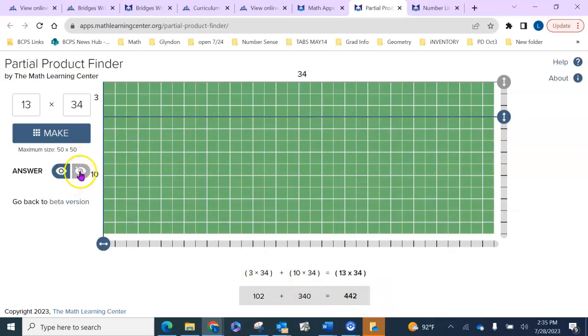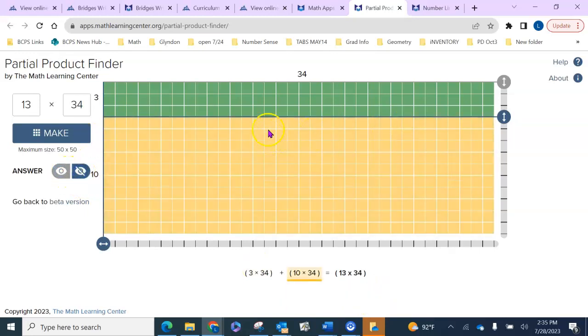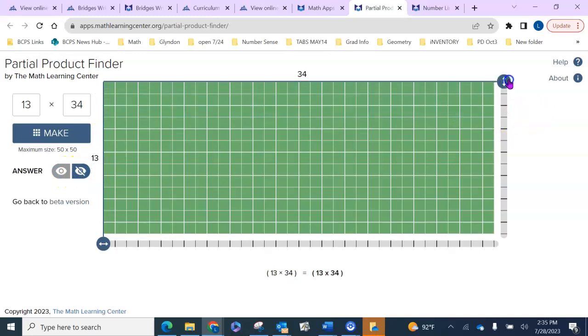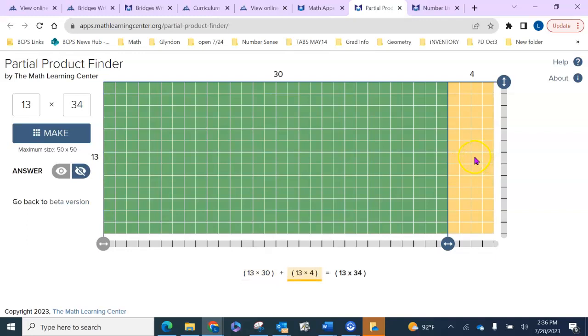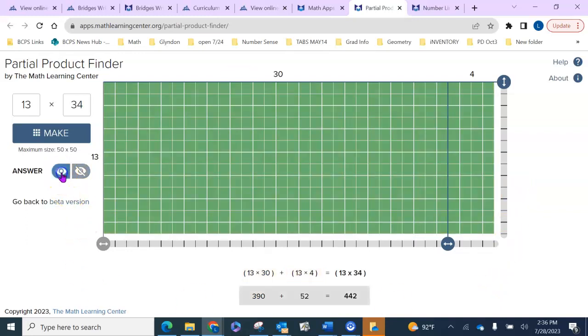Of course, there are other ways that we could divide this into two regions. I could set that back at my original starting point. I could divide up my 34 into 30 and 4, based on place value. And then I have two regions again, 13 times 30 plus 13 times 4 equals altogether 13 times 34. And if I click on that answer, that's going to give me that same total 442, with each of these being the partial products, hence the name partial product finder.